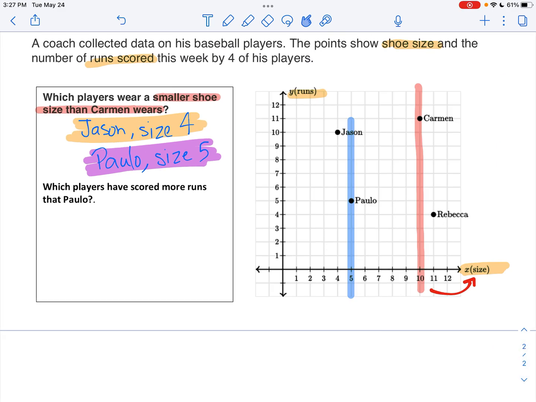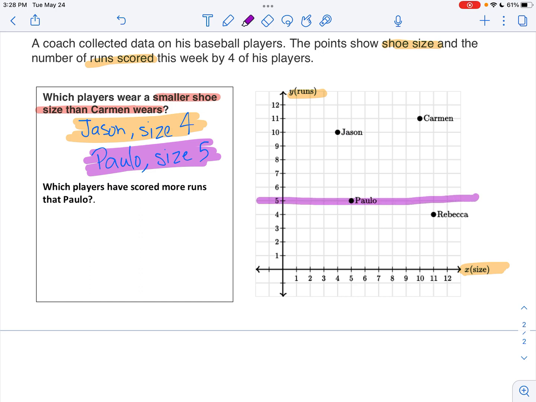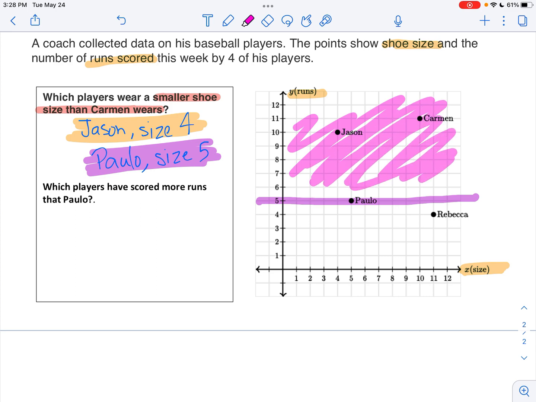All right. Now the next one says, which players have scored more runs than Paulo? So I'll go back, put Paulo here. There's Paulo. And it looks like the answer is 5, but you might remember that this number on the bottom actually means shoe size. So instead of looking on the bottom, we need to look at the up and down. We need to look at the y-axis. And if we look up, then it's runs. So who scored more than 5? So if we're looking at scoring more than 5, then this time we're looking at the up and the above. So you need to write down who that is, and then write down how many runs they've scored as well.